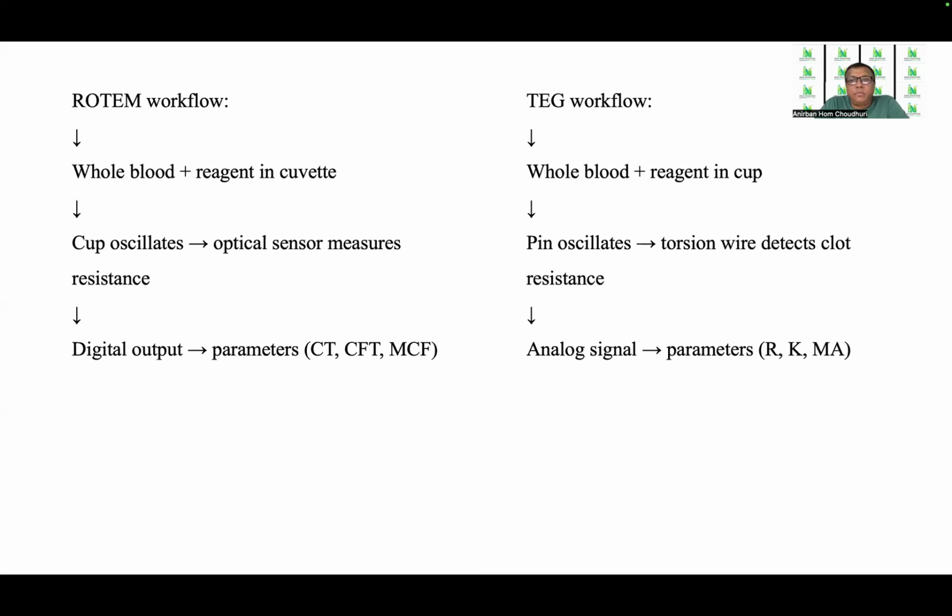In a TEG flow, the whole blood and the reagent is in a cup. In ROTEM, the cup oscillates and the optical sensor measures the resistance, whereas in TEG, it is the pin which oscillates and the cup remains stationary, and the torsion wire detects the clot resistance. And in ROTEM, it is the digital output based on the LED, which provides the parameters CT, CFT, and the MCF, whereas in the TEG, the analog signals are generated, which conform to the parameters.